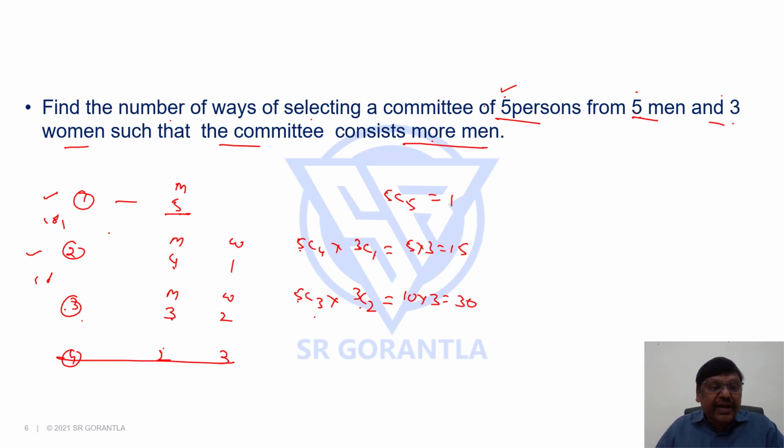So now the question is, all these 3 options don't exist together. Either this or this or this. It's not this and this and this. So either I have a committee of 5 men, or I have a committee of 4 men and 1 woman, or I have a committee of 3 men and 2 women. When we have 'or', we should add it. And 'and' means you should multiply. So it will be 1 plus 15, 16, plus 30. Total we have 46 options.